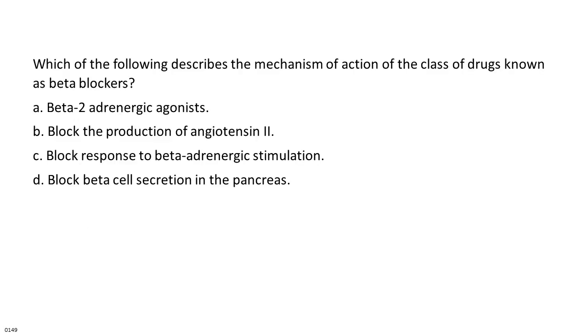The answer is C. Block response to beta-adrenergic stimulation. Beta blockers act by blocking response to beta-adrenergic stimulation. In that way they are beta-adrenergic antagonists, rather than agonists. ACE, angiotensin-converting enzyme, inhibitors, not beta blockers, block the production of angiotensin II, but both act to decrease blood pressure. Beta blockers have nothing to do with beta cells of the pancreatic islets, which secrete insulin.